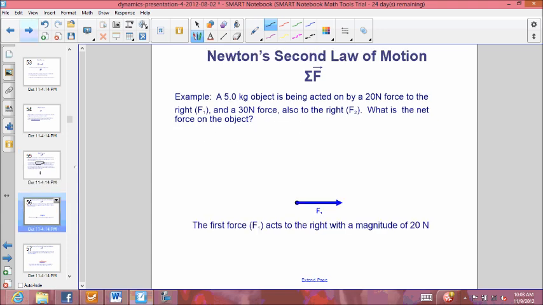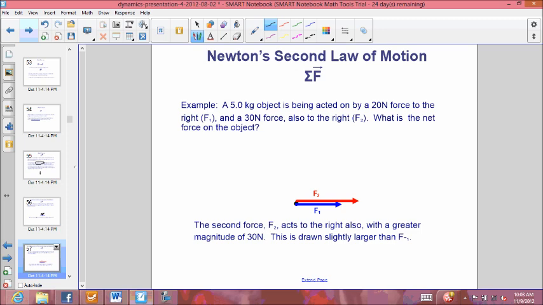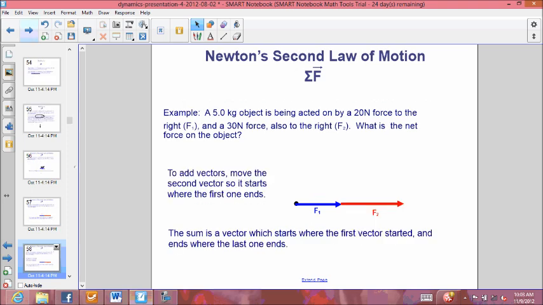As you can see, they drew F1, so this was that 20 Newton one that they talked about in the problem up here. Next they drew that we also have a 30 Newton force to the right. And if you notice, the 30 is bigger than the 20. Then, since they're both going to the right, we can put them end to end and we can get our total force right there. This is what they did over here.